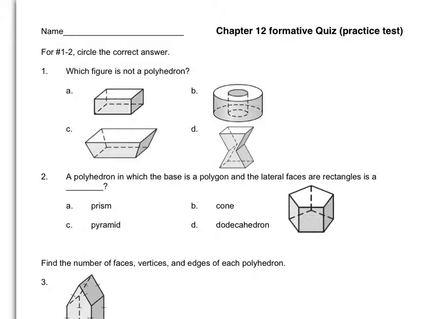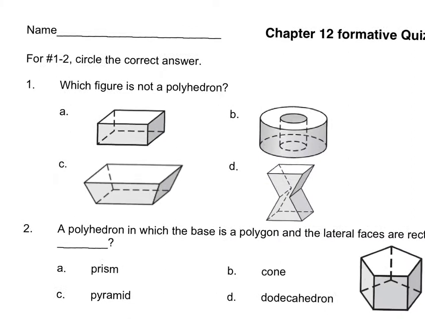Number 1 says, which figure is not a polyhedron? Well, let's review what a polyhedron is. A polyhedron is a three-dimensional figure. So it's a 3D figure, and it is made up of only flat faces. So each face has to be a plane face.